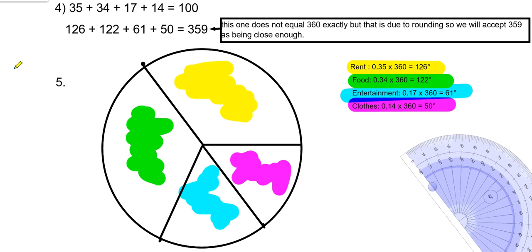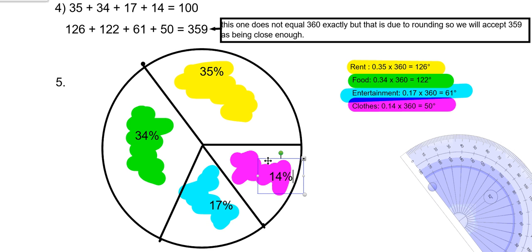Now you can label it as follows. You can put it as either a percentage, so 35%, or I can put it as 126 degrees. Normally we label it as a percent, so we're going to write 35% there. We're going to write 34% in this one. This one here is 17%, and this one here is 14%.